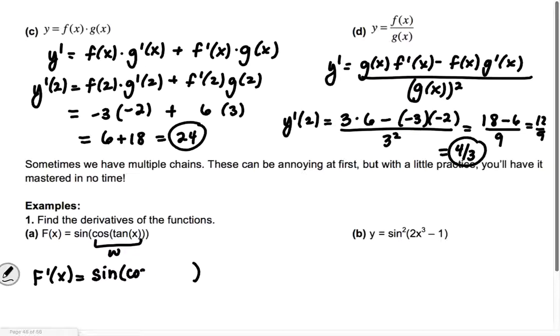So we're going to do cosine, or not, dang it, why did I do sine? Hang on, starting over. So if I have sine of w, its derivative is cosine of w, right? So I'm going to do cosine of, and the whole w part is the same. So what was the w part? Cosine of tangent of x. Okay. So this part was w. Now we multiply by the derivative of w.